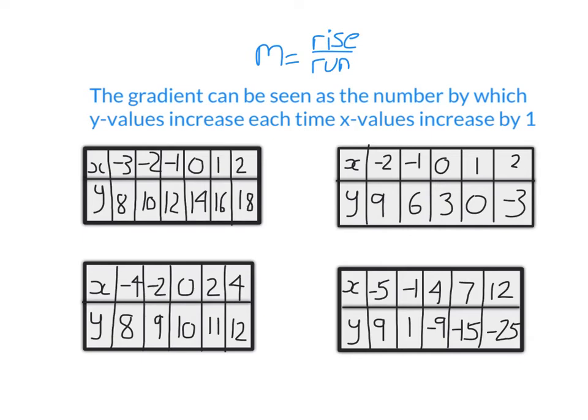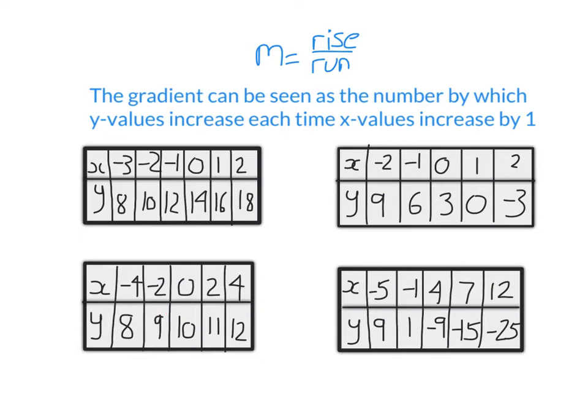So this is all well and good, but how do we actually calculate the gradient? Well, we can calculate the gradient if we're given a diagram of the line, or also from a table of values. The gradient is the number by which y values increase each time the x values increase by 1. Hopefully that'll become a bit clearer as we look at finding the gradient in each of these tables of values.